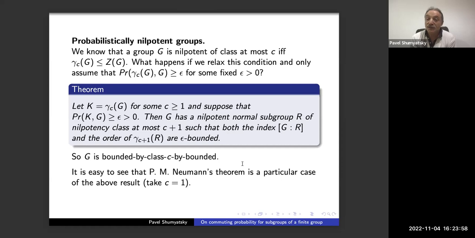In general, a group is nilpotent of class C if the corresponding term of the lower central series of G is contained in the center. So what if we relax this condition and only assume that the term of the lower central series of G has high commuting probability in G? The result is that in this case, G has a nilpotent normal subgroup R of nilpotency class at most C plus 1, such that the index of R in G and the order of the C plus first term of the lower central series of R are bounded. So we obtain here that the group G is bounded by class C by bounded. And it's easy to understand that Peter Neumann's theorem is a particular case of this result if we just take C equal 1.